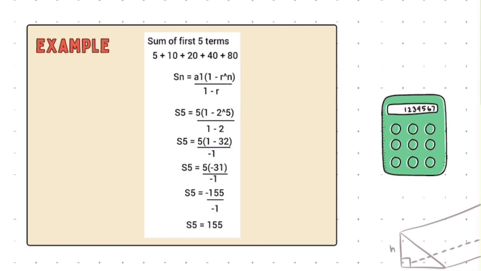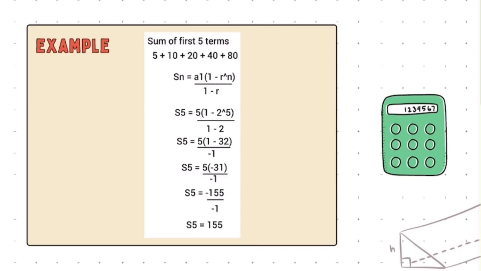Next, the sum of the first 5 terms: 5 plus 10 plus 20 plus 40 plus 80. Our formula is S sub n equals a sub 1 times the quantity 1 minus r, where r is the common ratio, all over 1 minus r. So S sub 5 equals 5 times the quantity 1 minus 2 to the fifth power, all over 1 minus 2. How did we get 2?